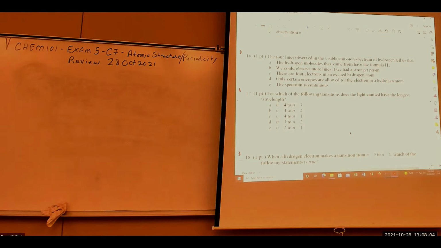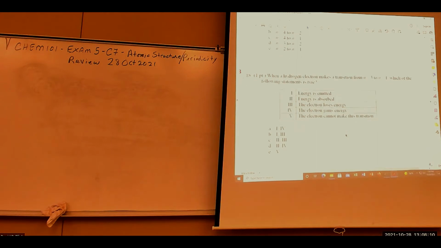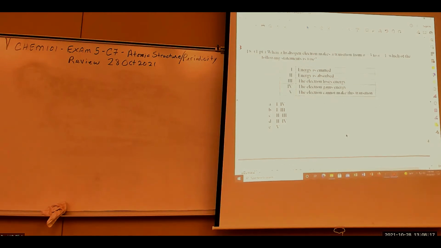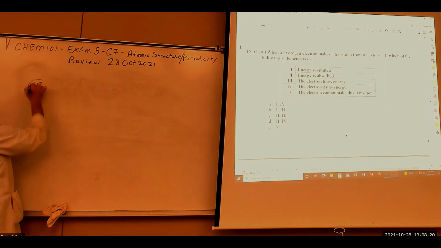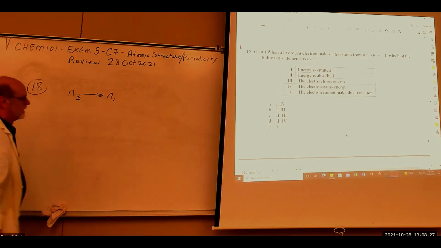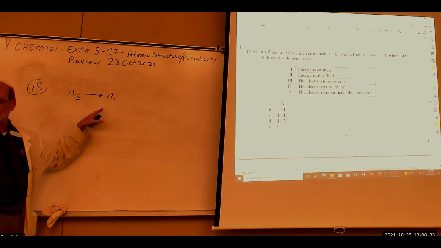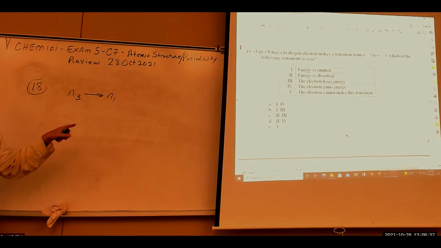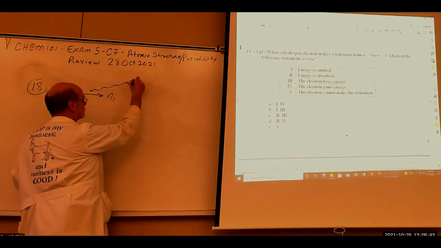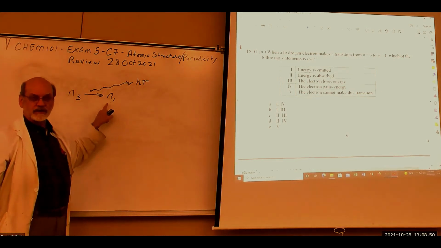All right, let's see. 18. When a hydrogen electron makes a transition from n equals 3 to n equals 1, which of the following statements is true? We're going from n=3 to n=1. So which one's the higher energy? This one. If you're going from higher to lower, that means you've got excess energy. It's got to go somewhere, right? Conservation of energy. So where does it go? It's emitted. It has to emit energy when it goes from n=3 to n=1.